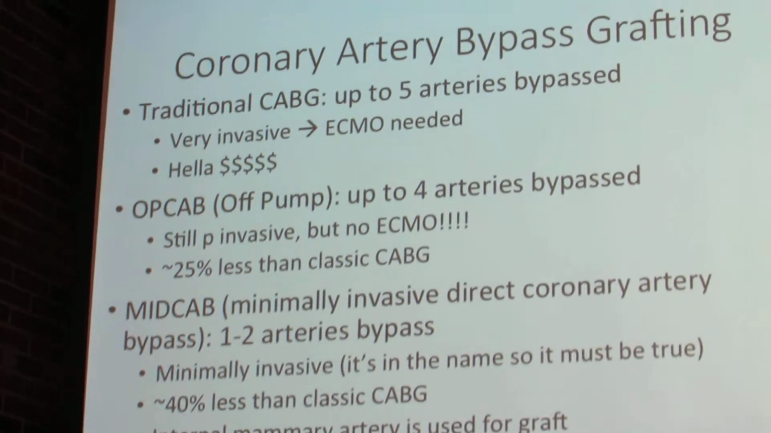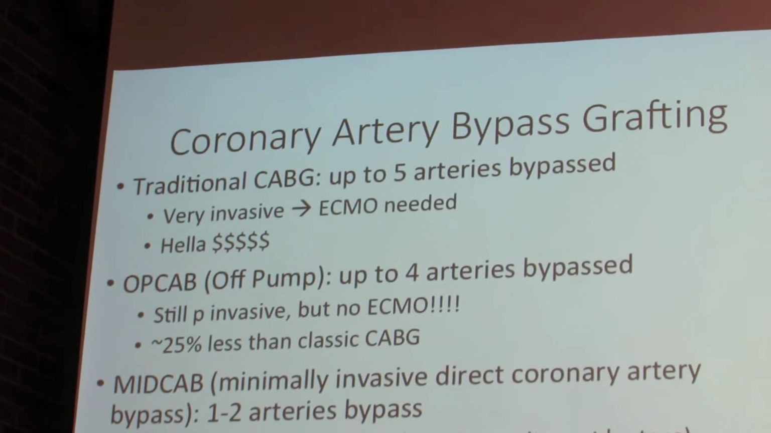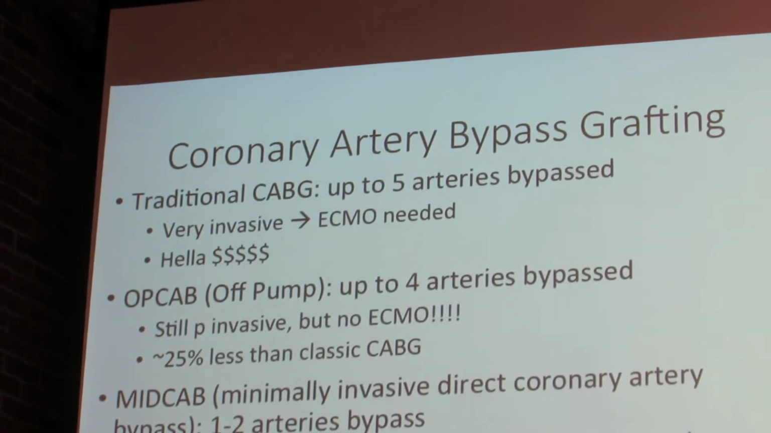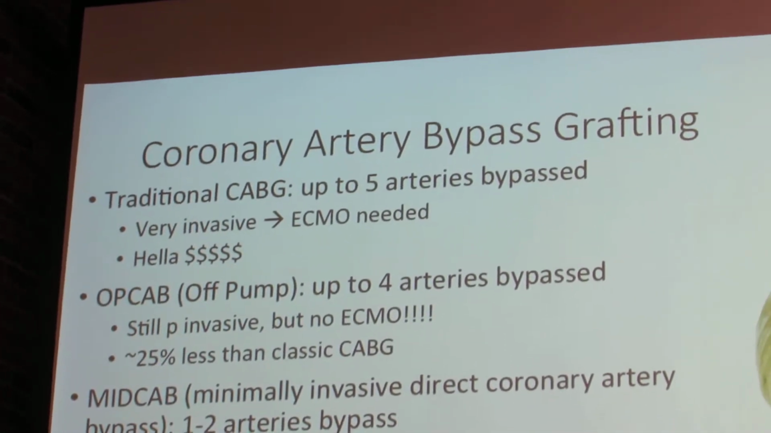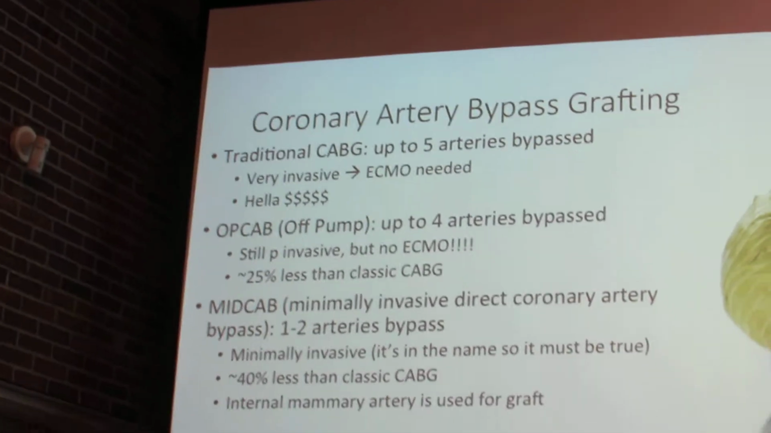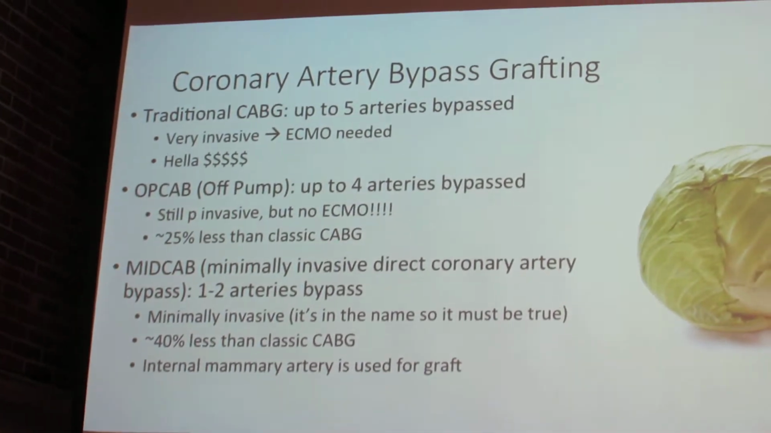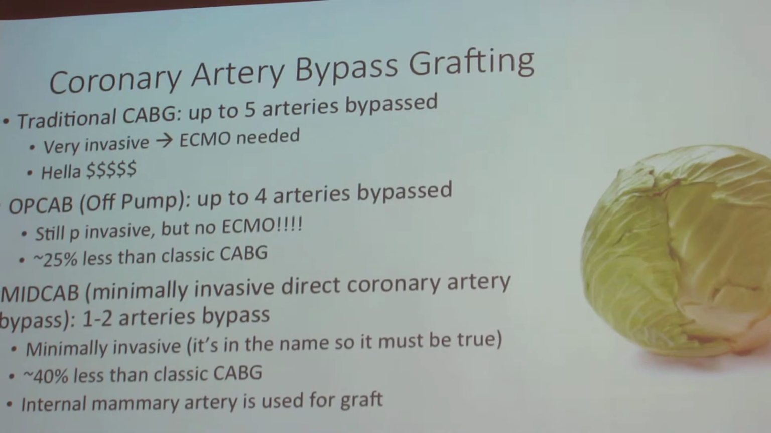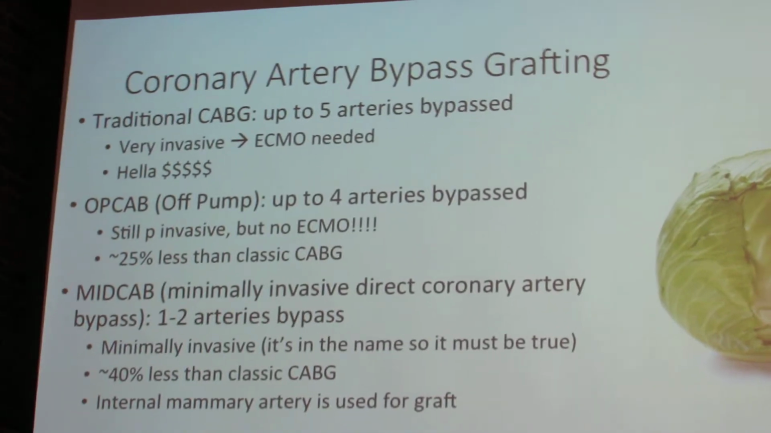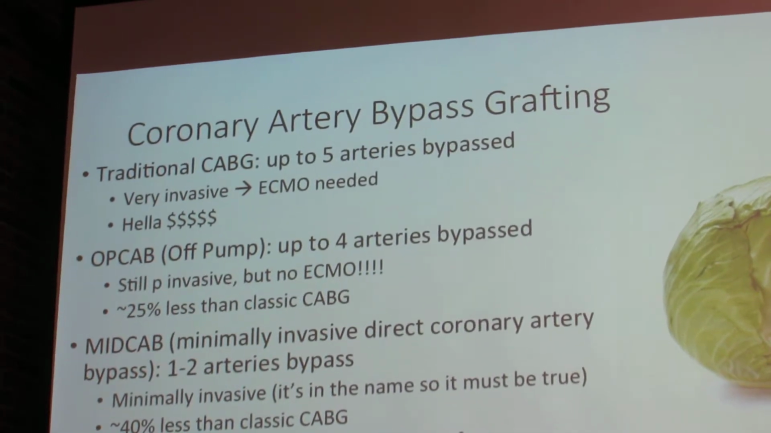Coronary artery bypass grafting, abbreviated to CABG. So, traditional CABG. I would know the numbers for each. I mean, that's really how you can define them. So, traditional CABG is up to 5 arteries are bypassed. All right, and that makes sense.